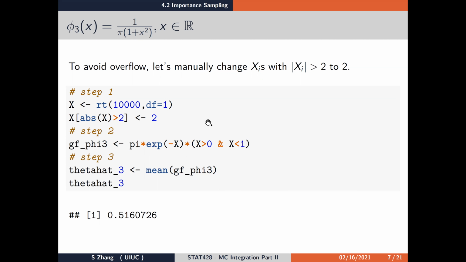So the rest of it is the same. We again calculate the ratio and take the sample mean. And this time we can see that the resulting theta hat 3 we obtained using phi 3 is approximately also equal to 0.52. So quite close to the other two places. And that should be true in general. So no matter what kind of importance function you choose, the resulting Monte Carlo estimator should be unbiased. So it should only fluctuate around the true value of theta.